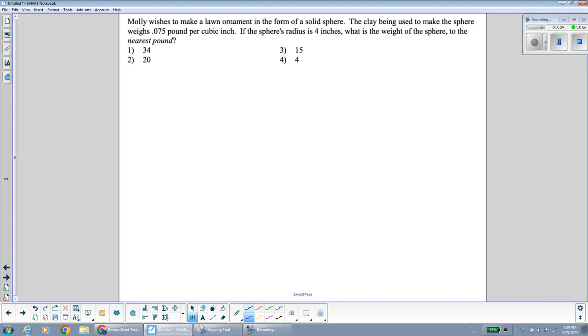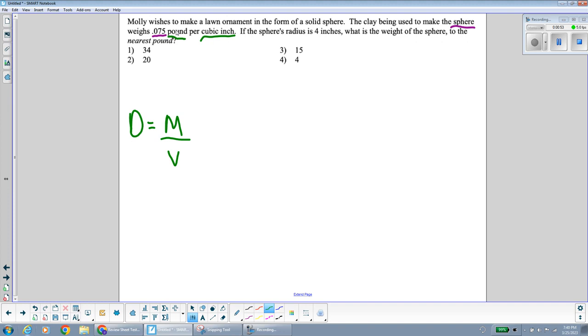So, they give us the shape that we're working with, which is a sphere, and they give us this number 0.075. And next to the 0.075, there are two units. There is a unit for pounds and a unit for cubic inches. So that is the density when you see a number that has two units attached to it. Density is mass over volume. It's the amount of stuff in a specific amount of space.